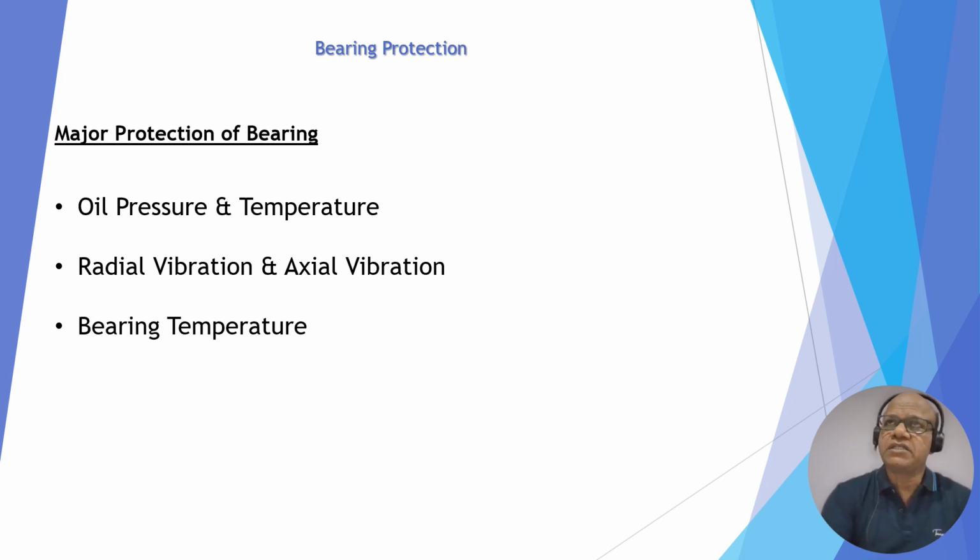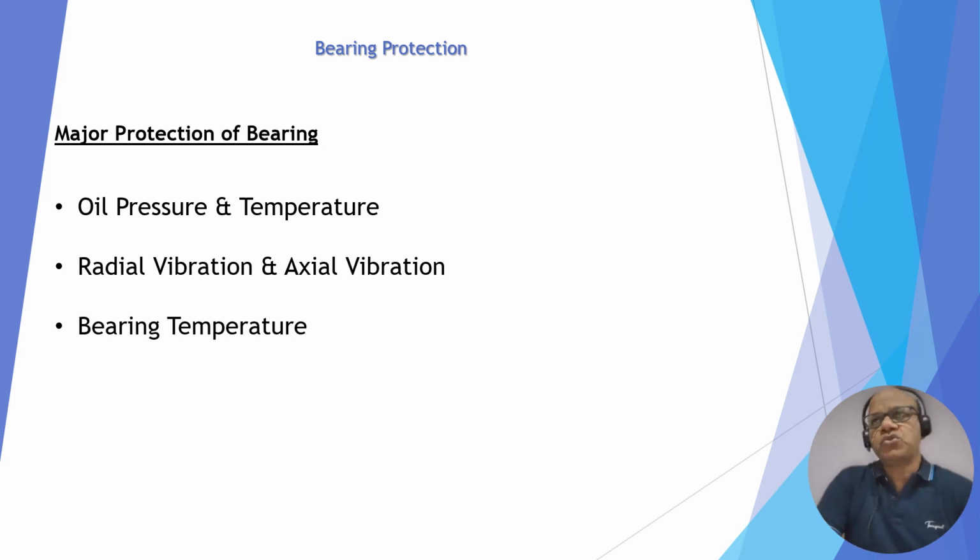In case of radial, typically 70% of diametrical clearance is considered as alarm, and 90% clearance is considered as a trip. That means if the shaft and babbitt come closer because of process load, closer to 70% of the diametrical clearance, it is considered as alarm, and at 90%, it is considered as a trip.